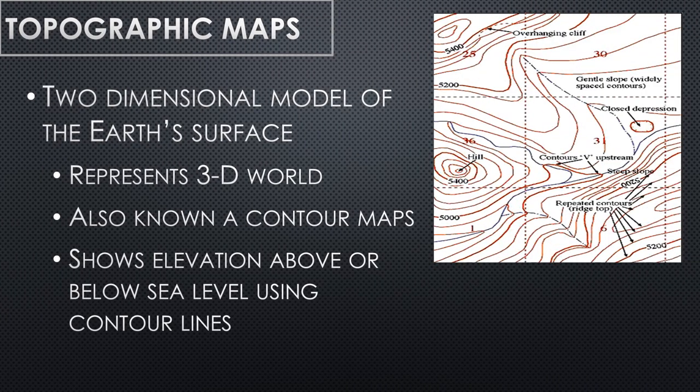A topographic map is a two-dimensional model of the Earth's surface, representing the 3D world. You may often hear these called contour maps, and their purpose is to show elevation above or below sea level using what we call contour lines.